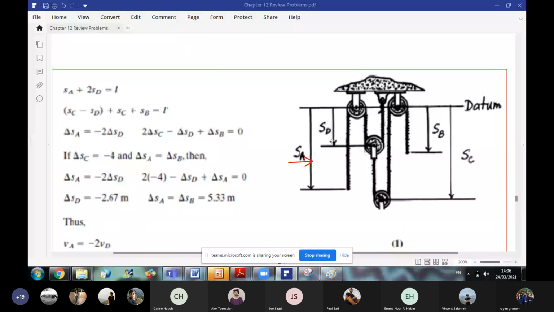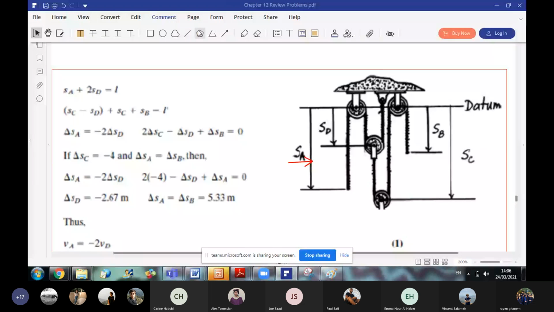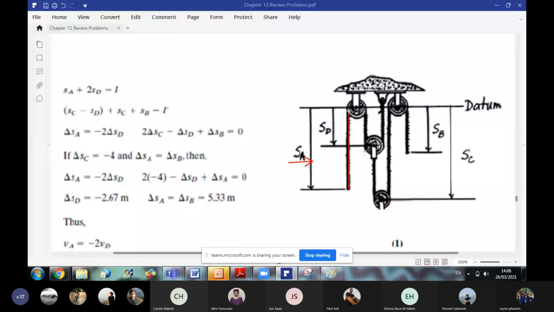Now, if I follow the cables, I can write the total length for each cable. For the first cable, as we have seen together, the length is SA plus 2 times SD. If you follow the cable from this point to this one, this is SA, then a constant, then SD, and SD again. So for the first, it's SA plus 2SD equal to L.